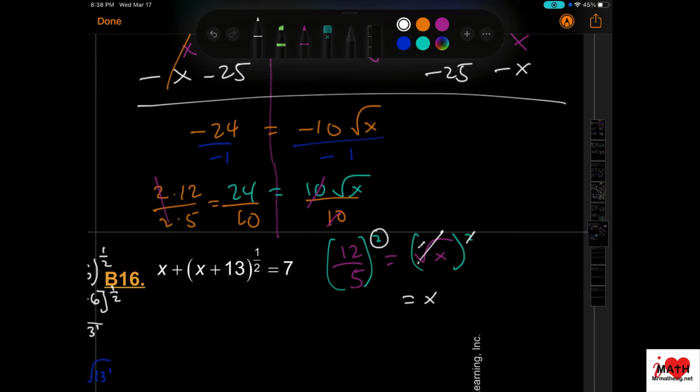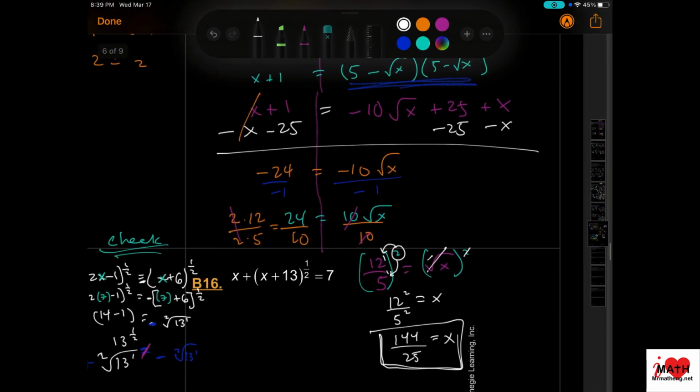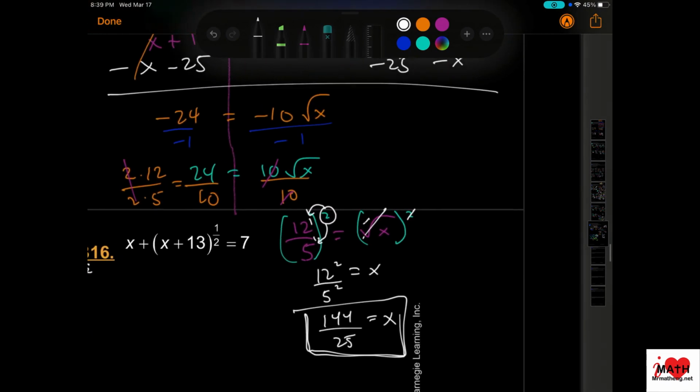The exponent has to go to its exponent, multiplying. That's the power rule. So that's really 1 times 2. There's an invisible 1 right here. So that would give you 12 squared over 5 squared, which would be 144 over 25. And that's our answer. But we always get the lovely privilege of doing what? Checking our answer.